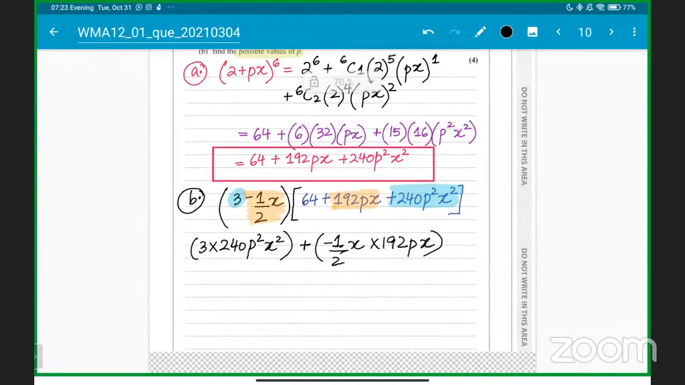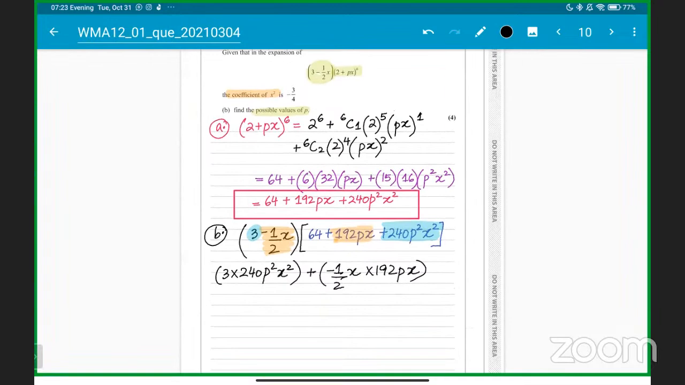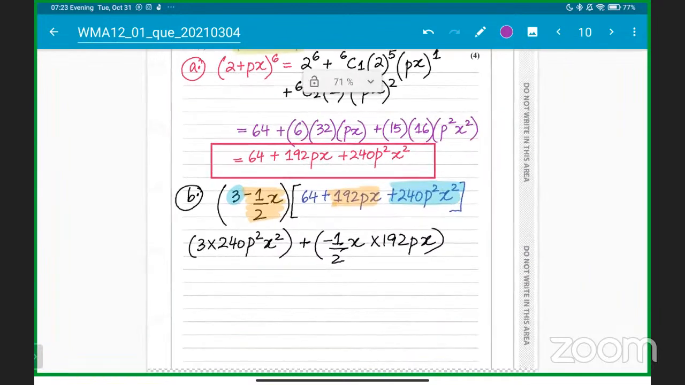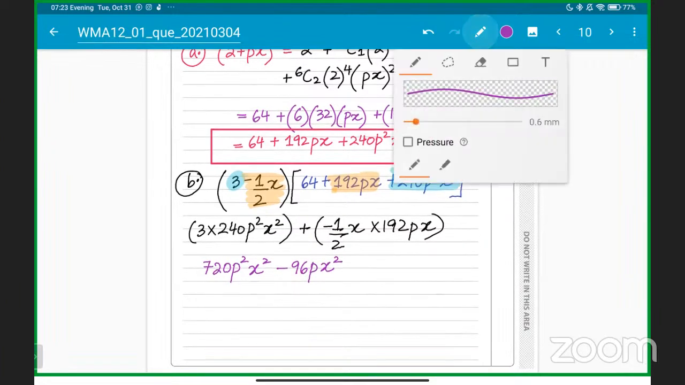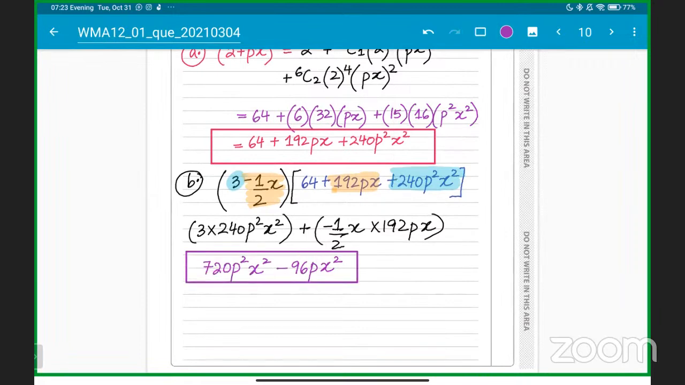So these are the two that will multiply. Okay, people got it? Clear? So here we go. Let's simplify. 3 times 240 is 720 p square x square, and negative 192 divided by 2, we got negative 96 p x square. Okay, students? So this is becoming 720 p square x square minus 96 p x square.